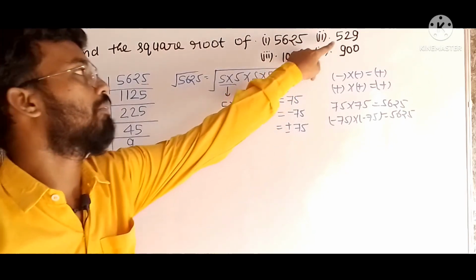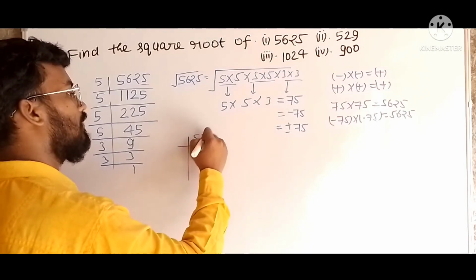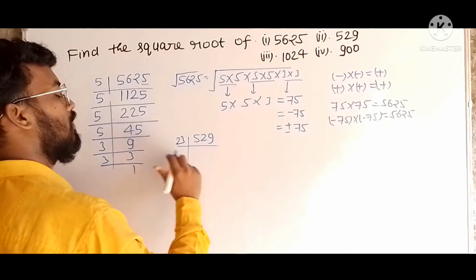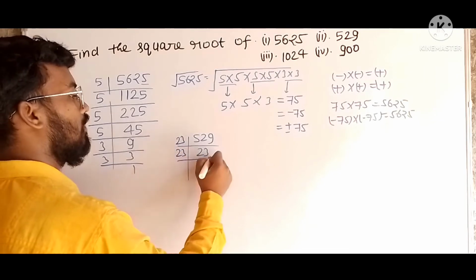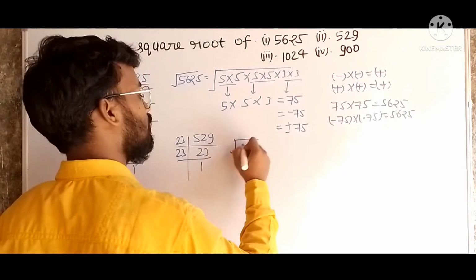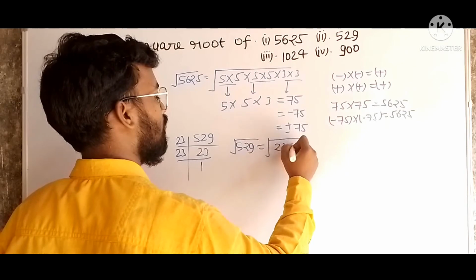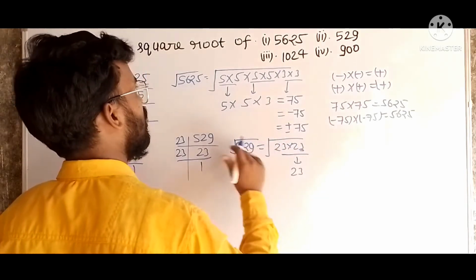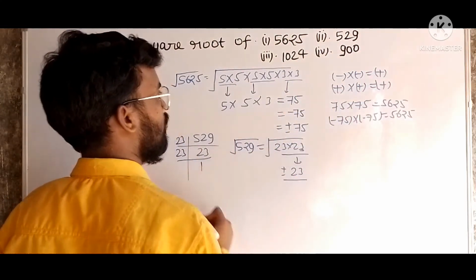Now for 529, factorize 529. Here when we factorize 529, it is divisible by 23, so we get here 23. Now again dividing it by 23, you get 1. So the square root of 529 is expressed in this form. When we pair up the numbers, from here we get one 23. So the square root of 529 will be plus minus 23.